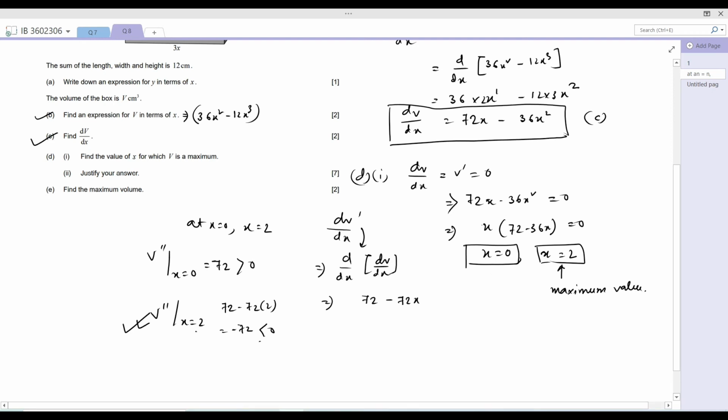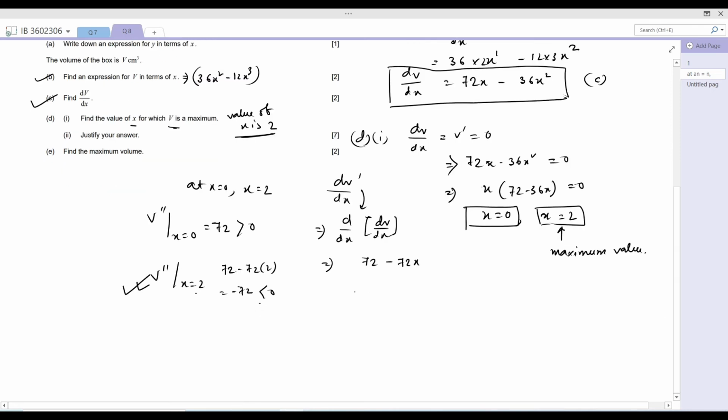So, find the value of x for which v is maximum. The value of x is 2. We have found this from the double derivative principle. Now we have to justify the answer. To justify it, let me draw a graph for you. This is the graph, and this is the point x equals 2.